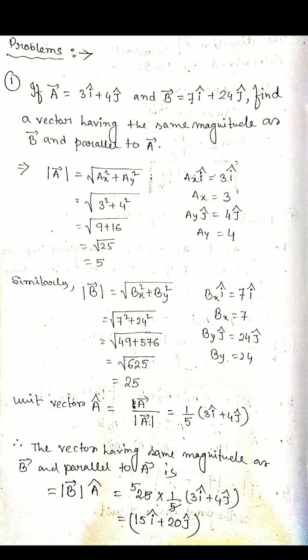So the new vector having the same magnitude as b and parallel to a will be the magnitude of b vector into a cap. The magnitude of b vector is 25, into a cap, which is 1 by 5 times 3 i hat plus 4 j hat. So we get 15 i hat plus 20 j hat. This is the way we can solve such problems.